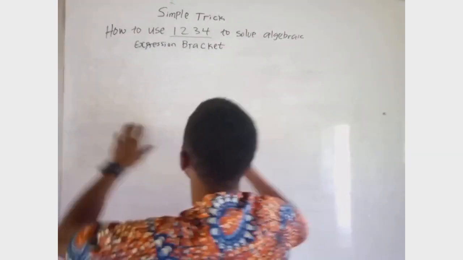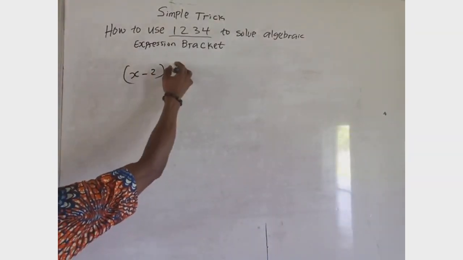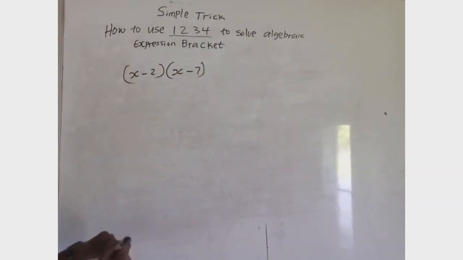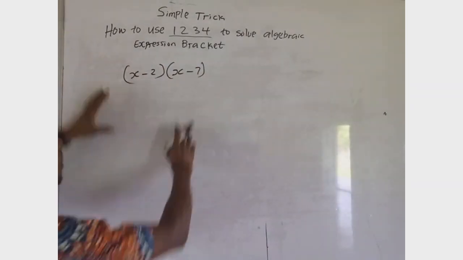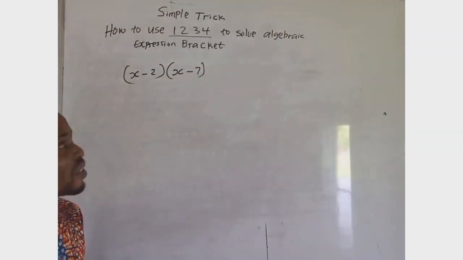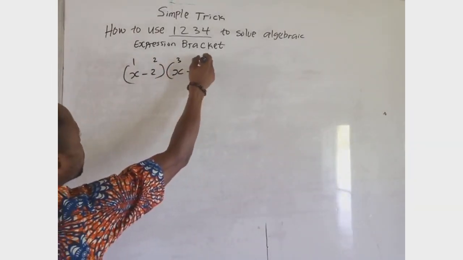I will explain it. For example, if I give this bracket as (s minus 2), and the other bracket as (s minus 7), and you have to solve these two brackets now, we do it like this. What we just do is use 1, 2, 3, 4.